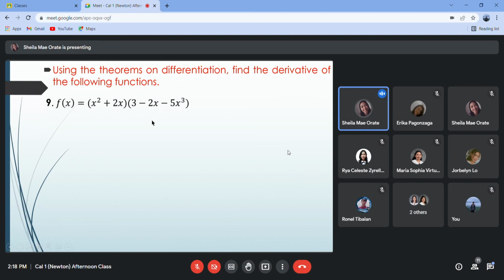Try it. Simplify it first so you won't be confused. The product rule is confusing, so simplify this first. Then use the sum and difference rule right away.